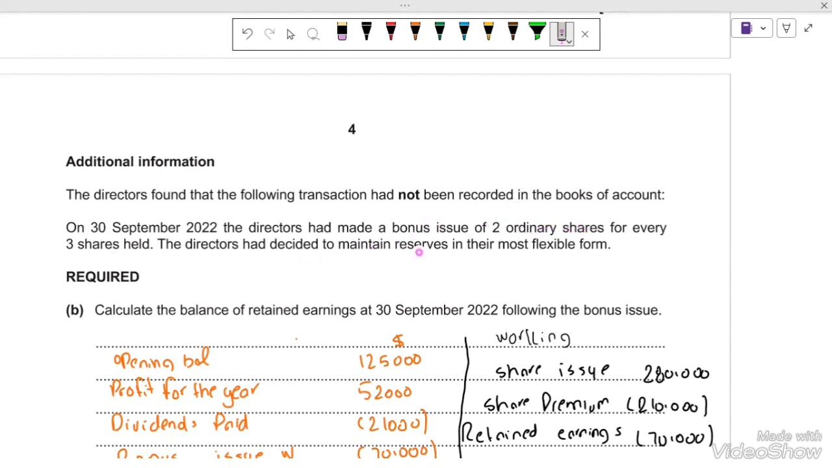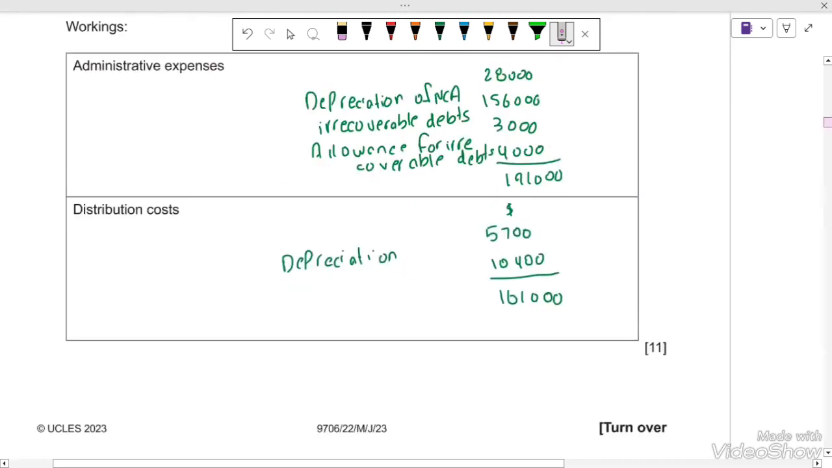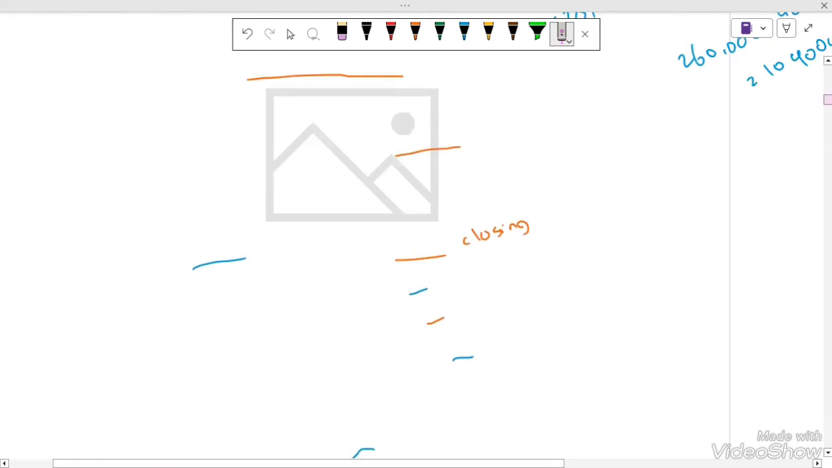The directors had decided to maintain reserves in their most flexible form. So we know that a bonus share is deducted from reserves. Calculate the balance of retained earnings at 30 September 2022 following the bonus issue. First of all, we have to know the amount for the bonus issue. I calculated this above, as you can see here.